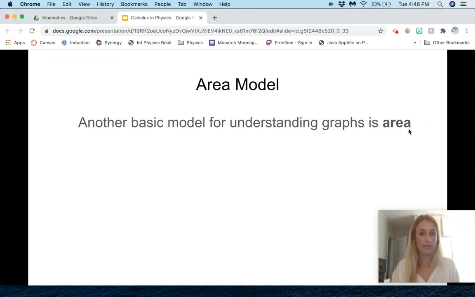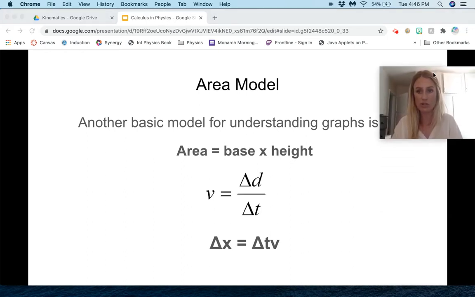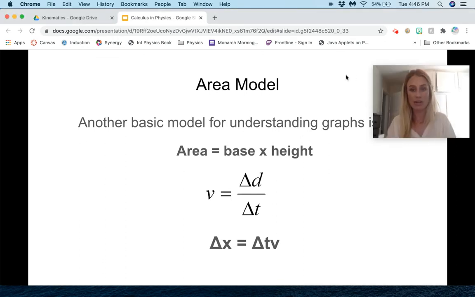We talked about slope before, now let's talk about area. Another basic model for understanding graphs is area. Now, we know area is equal to base times height. If I have my average velocity equation, which is delta x, our displacement, over time, and I rearrange this equation by multiplying both sides by time, I get delta x, or displacement, is equal to delta t, or my time interval, times velocity, and that's average velocity in this case.